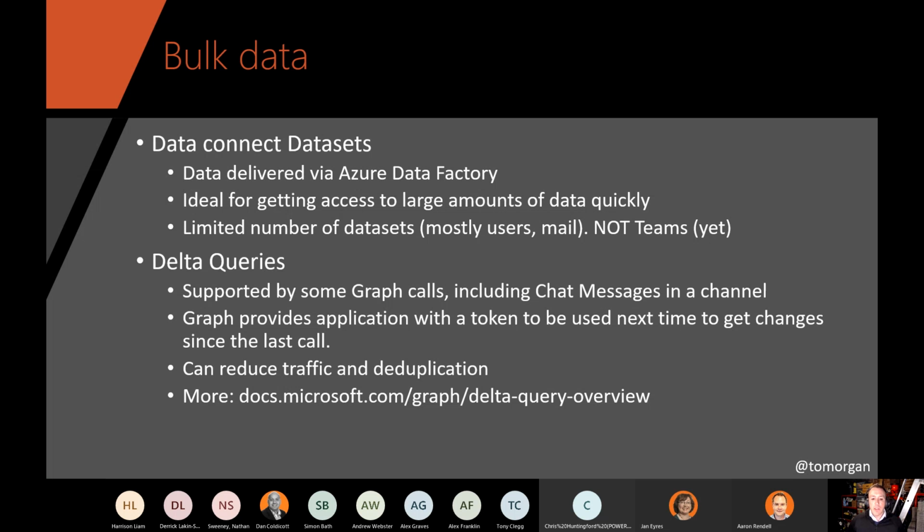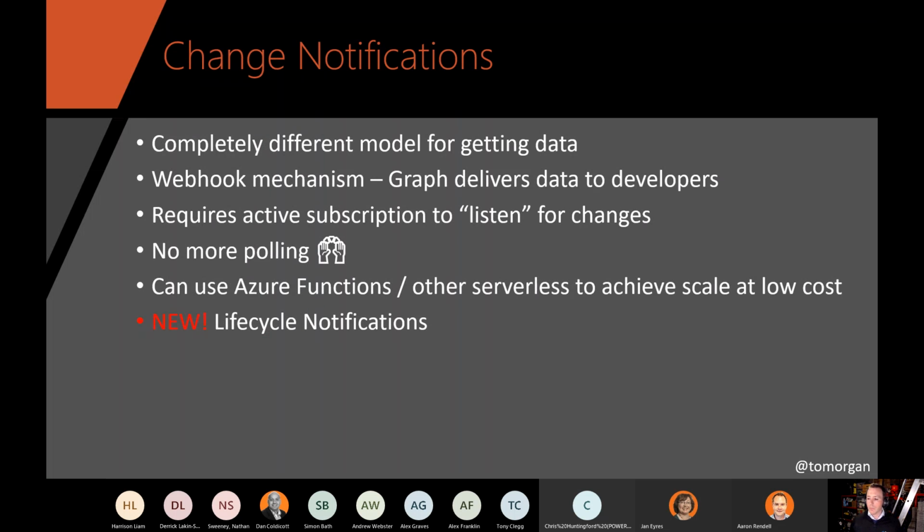And then there are some Delta queries. So Delta queries allow you to, a bit like the old DirSync, if you are trying to find changes, get a token and then pick up changes since the last token. Okay, this is the other thing you can do with Microsoft Graph.